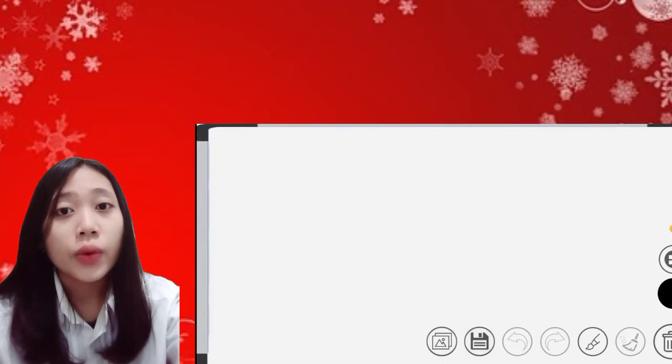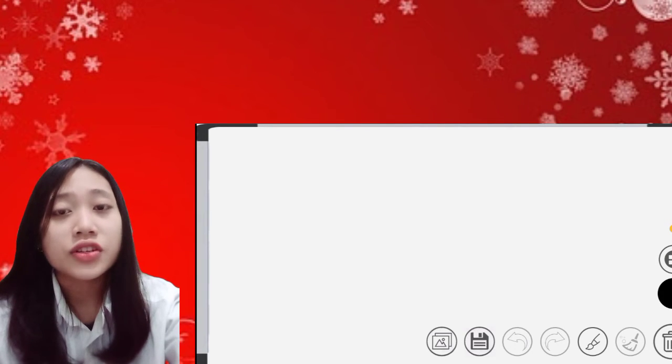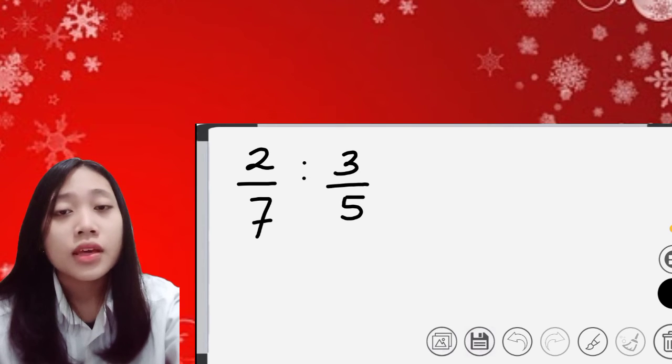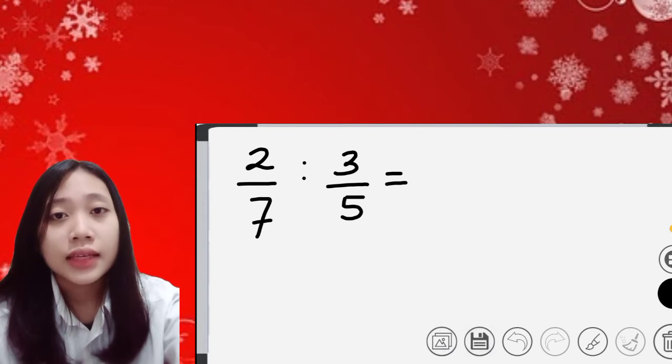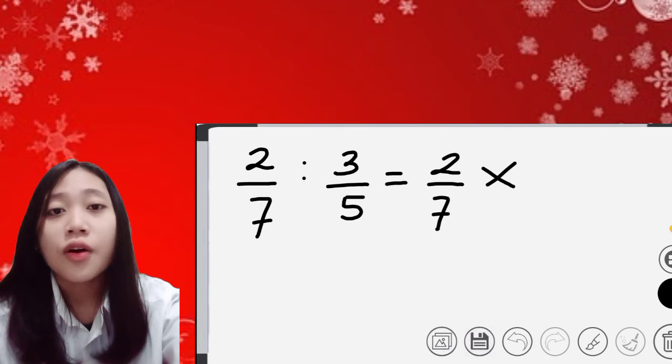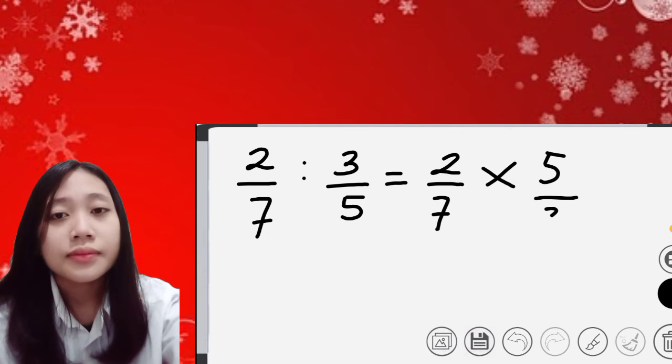And the last one is a question on the division form of common fractions. Example, 2 over 7 divided by 3 over 5 equals. Let's see, if the form of the fraction is division, 2 over 7 is still written. Then the divide sign changes to a times sign. And the previous fraction 3 over 5 is reversed to 5 over 3.